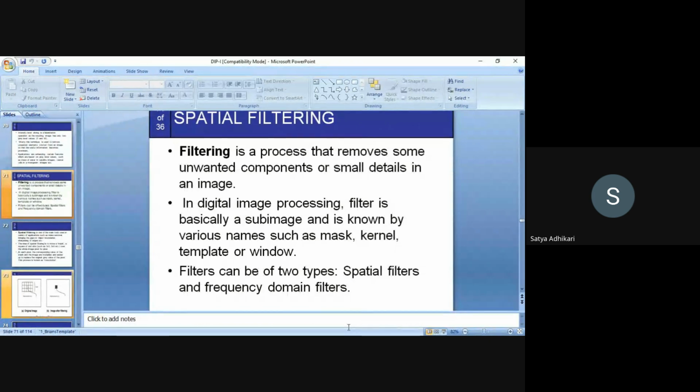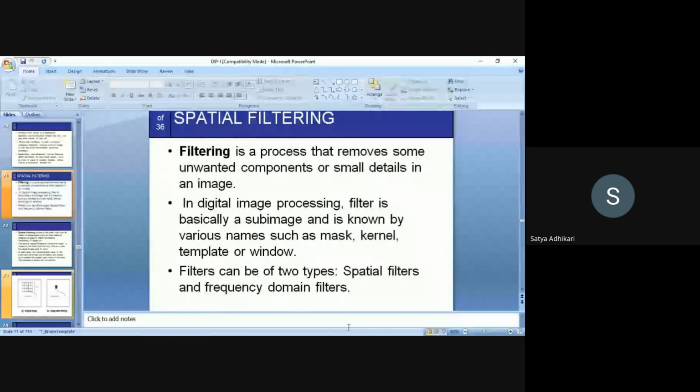Then come to filtering. Filtering, as you know, is a process that, as the name suggests, removes some unwanted components or small details in an image. In digital image processing, a filter is basically a sub-image and is known by various names such as mask, kernel, template, and window. Basically, it is used to get an enhanced picture, that is, to enhance the quality of a picture.